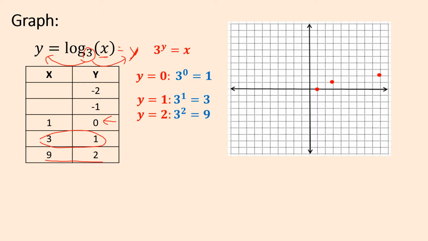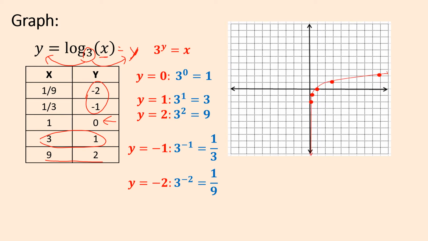Now let's plug in these negative exponents. So if we raise 3 to the negative first, the 3 moves down to the bottom. We end up as 1 over 3. So if we plug in 1/3 for x, we're going to get negative 1 for the y. If we plug in 1/9 for x, we would get negative 2 for the y. That's these 2 points right here. And we can see what this looks like.